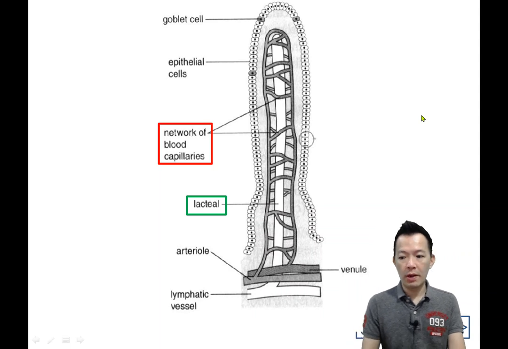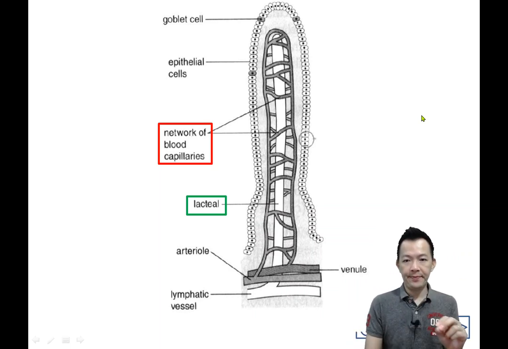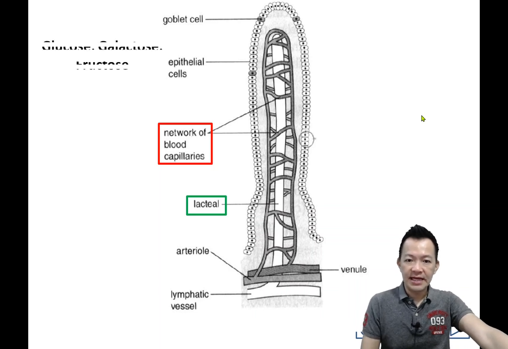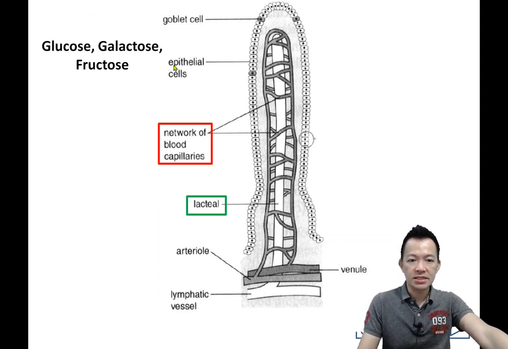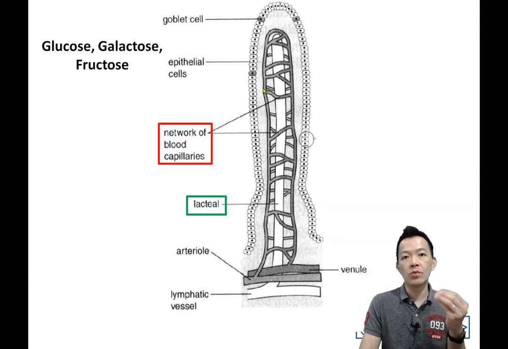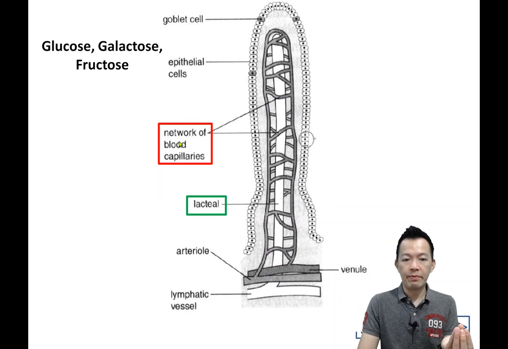Now we go slowly, one by one. At the end of food digestion, the small intestine contains three types of sugar, which are monosaccharides: glucose, galactose, and fructose. After they are absorbed by the villi, will they enter the lacteal or the blood capillary?